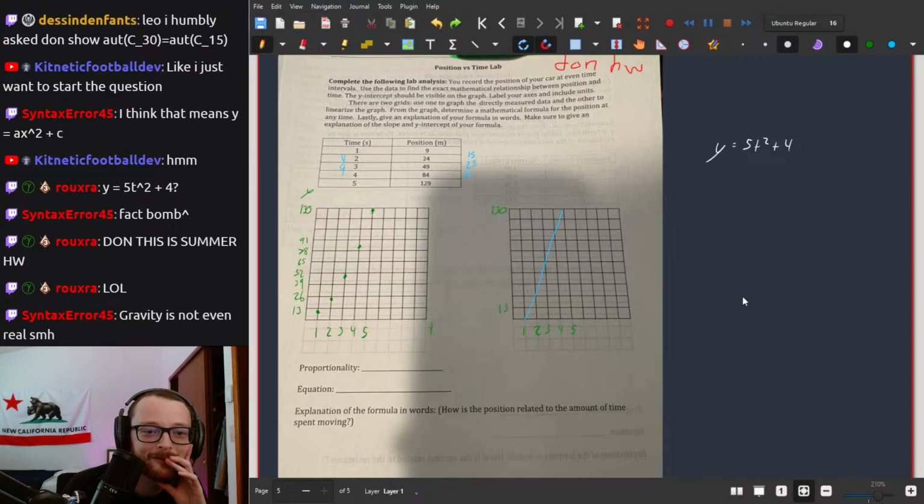Gravity's not even real. Your summer homework sucks, Roxro. I don't know what this is teaching you.